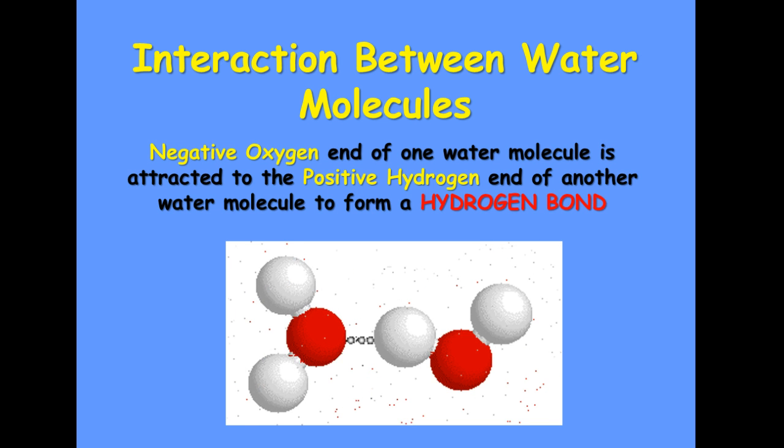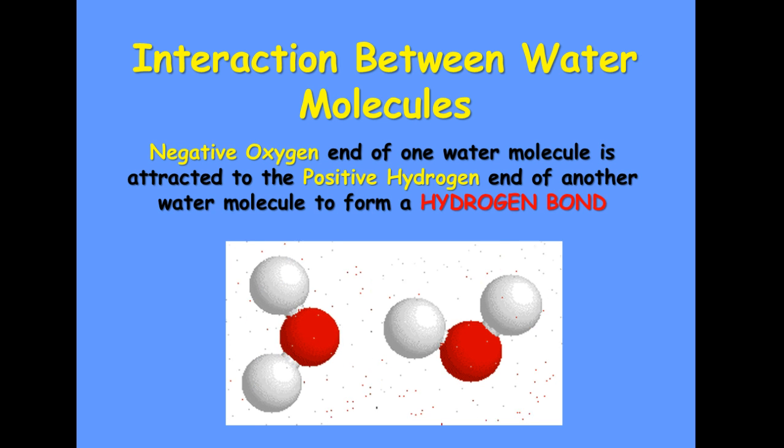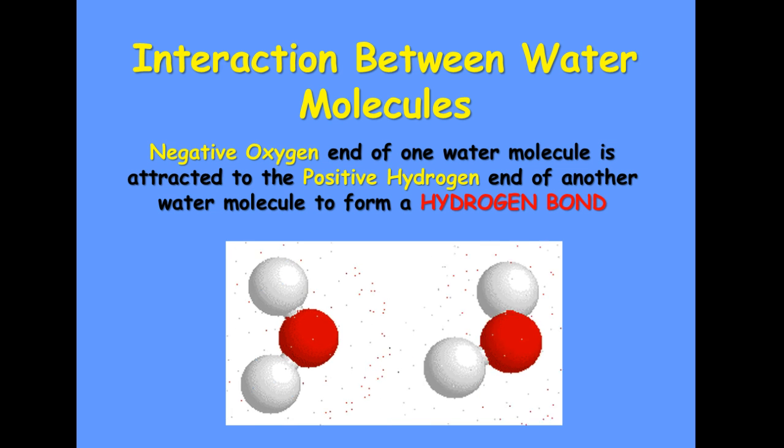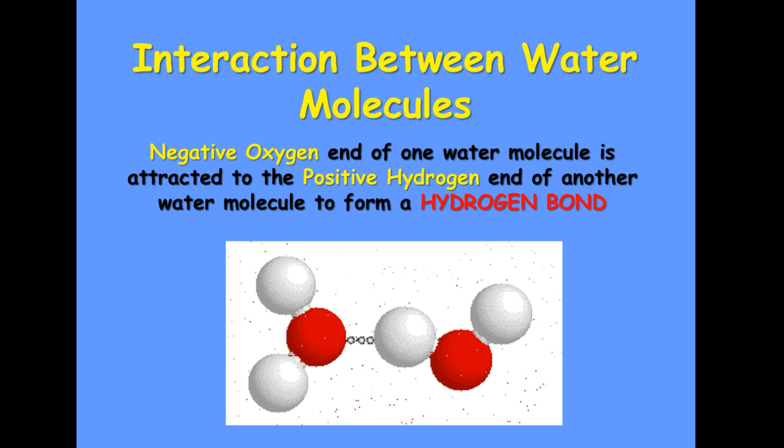Alright, the last thing under water is polar. We're going to write this sentence. Negative oxygen end of the one water molecule is going to be attracted to the positive hydrogen end. And I need you to underline those 2 yellow words. You got negative oxygen is going to be attracted to the positive hydrogen, and this is what's going to be forming a hydrogen bond. And this screen, I need you to draw it.